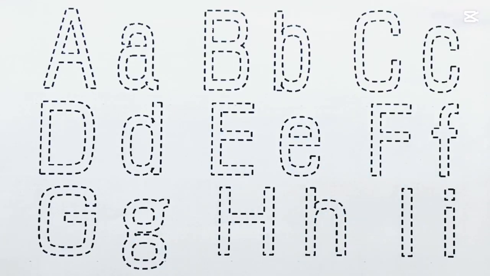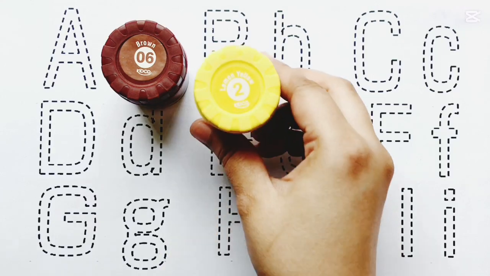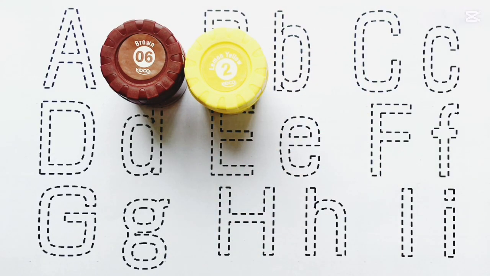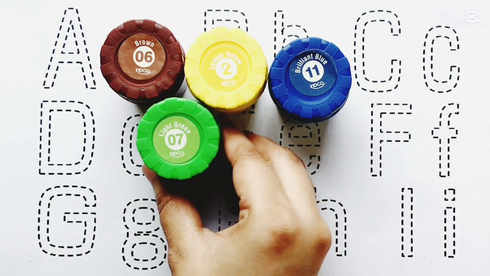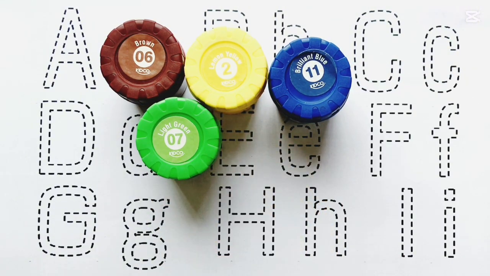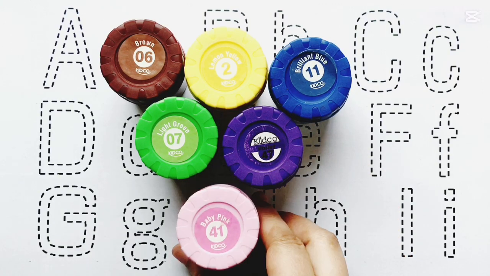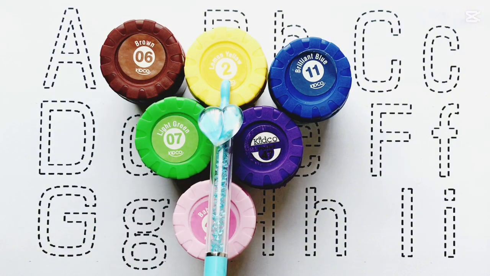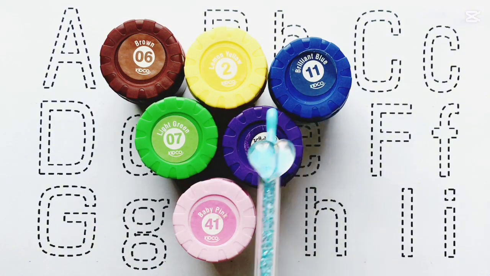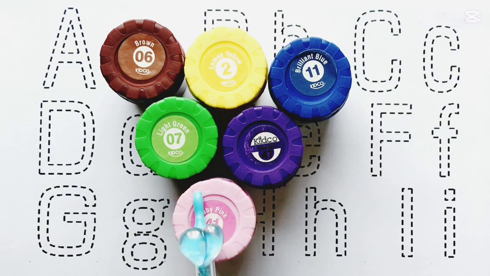I like color names. Brown color, yellow color, blue color. This is a light green color, purple color, and this is a light pink color. Let's repeat the colors. Brown, yellow, blue, light green, purple, and light pink color.